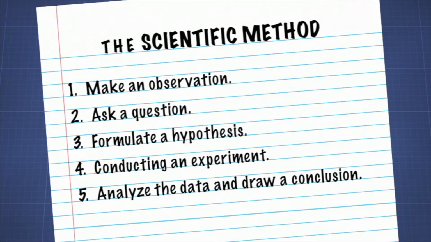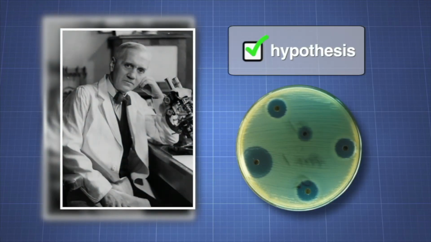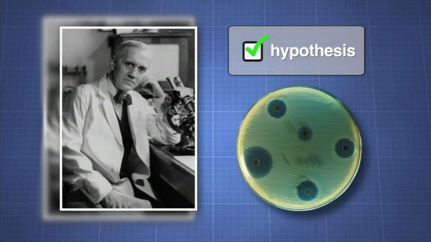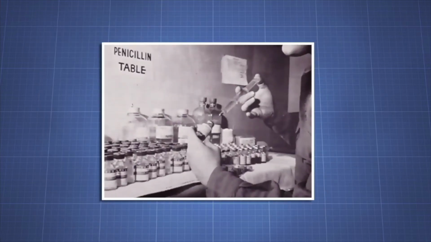Data from studies is analyzed in many different ways. Does the data support or refute the initial hypothesis? In the case of Fleming, his hypothesis was correct. The bacteria were being killed by the fungus. This discovery led to the creation of penicillin, the world's first antibiotic.